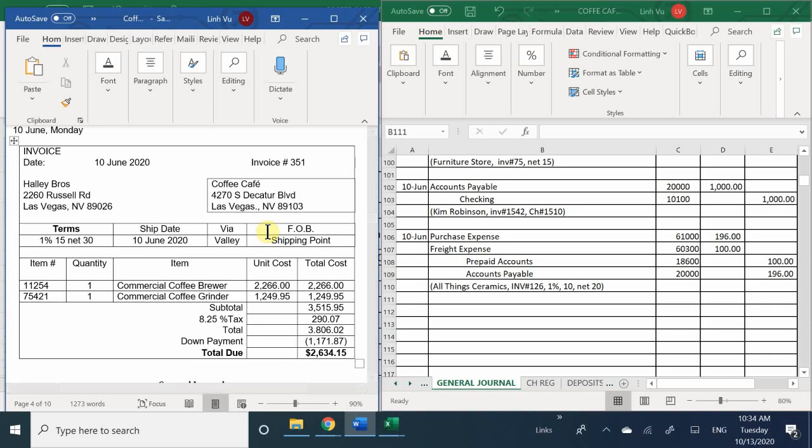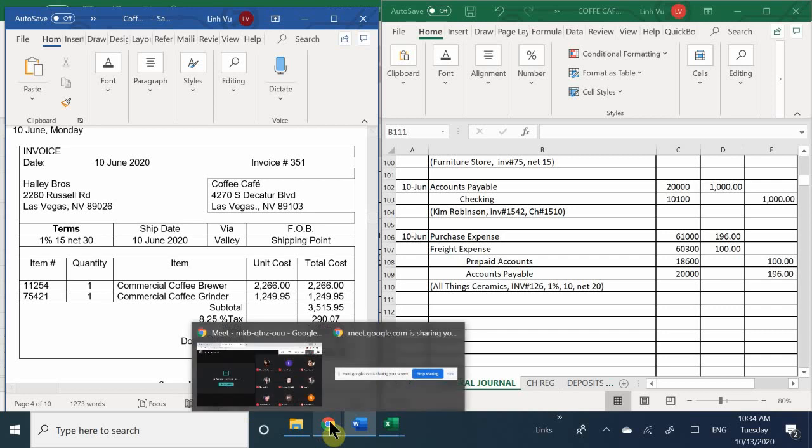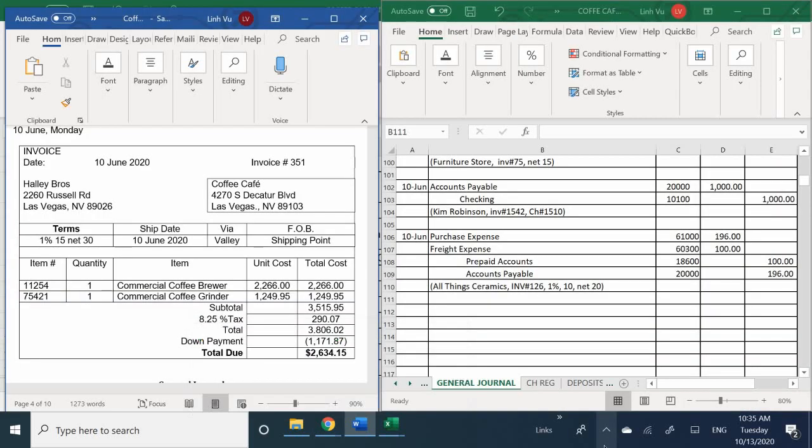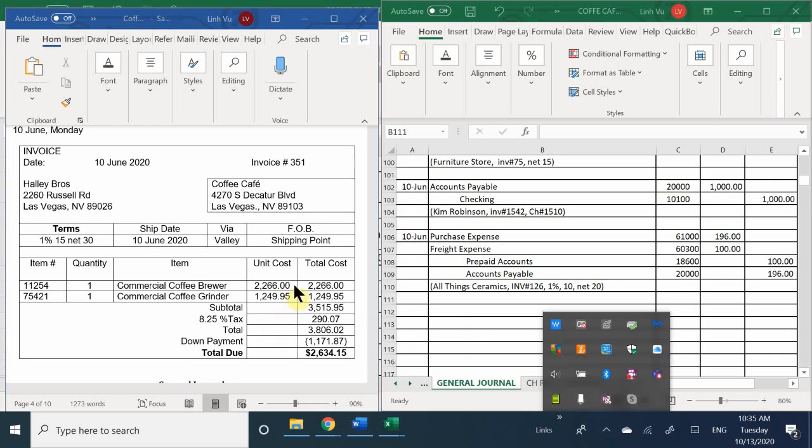We received an invoice of 351 for the coffee brewer and the grinder. Good. Based on the invoice, we got the terms of 1/15 net 30, and it was shipped on the 10th. Because there was a down payment, we subtract the down payment, so the total due is 2,634.15 for the two items, coffee brewer and grinder. Good.